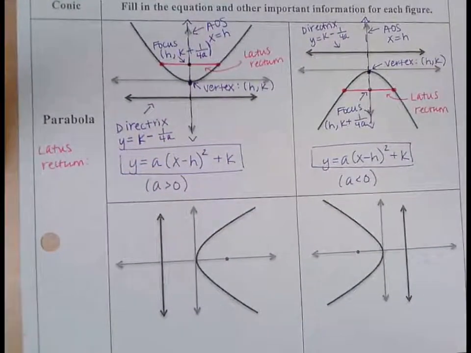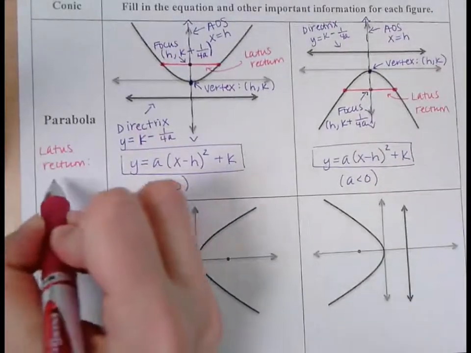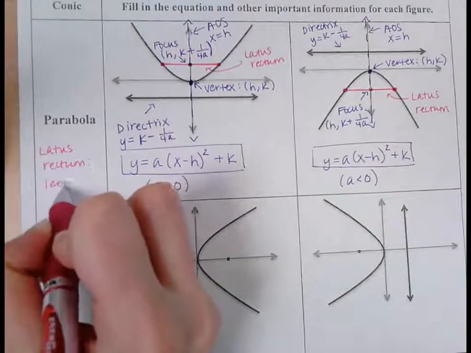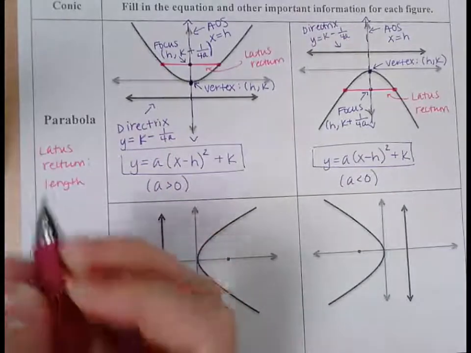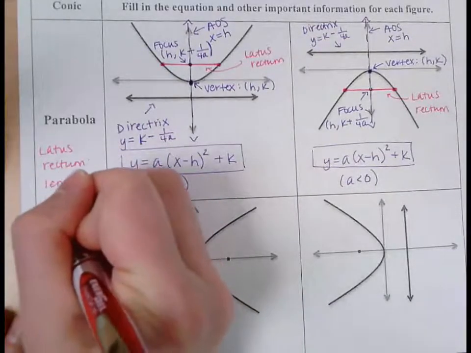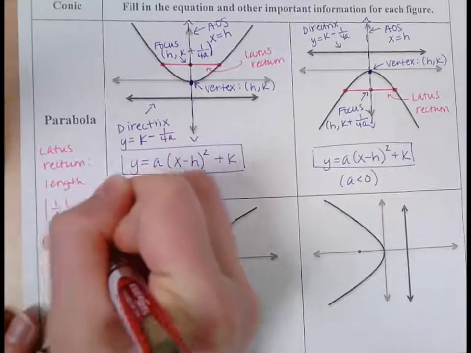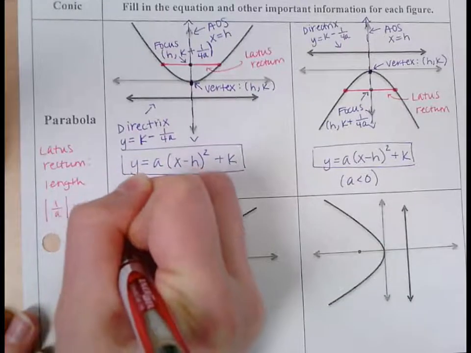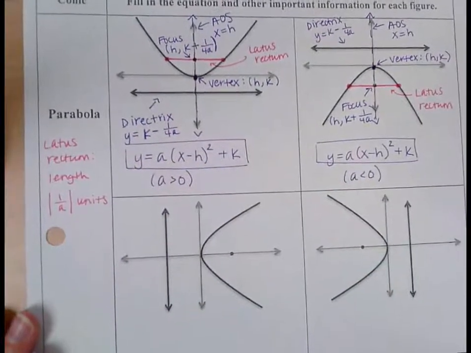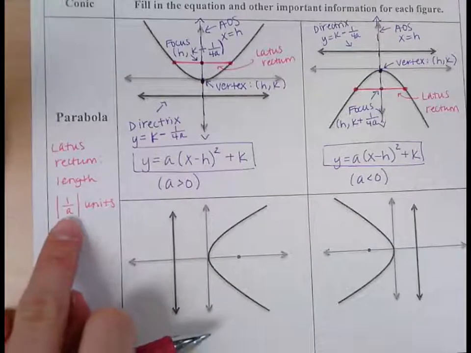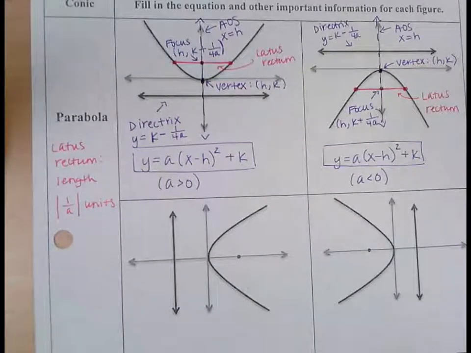And the formula that we have, again, really what you'd be concerned with is the length of that segment. And the length of it will always be the absolute value of 1 over a units long. So if you know your a value, you take 1 over a, take the absolute value. In case a is negative, the length would be positive then. And it's that many units long.